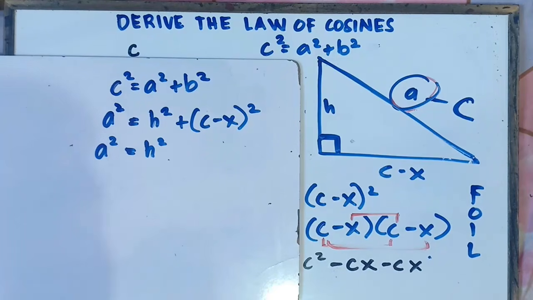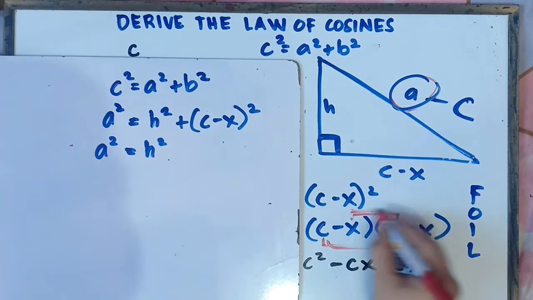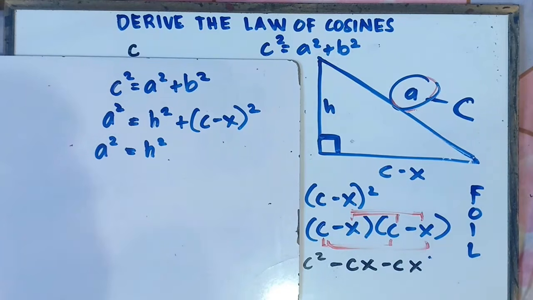So negative CX. Alright, and then last, negative x times negative x, that would be positive x squared. Okay, once again class, x times x, that would be x squared. Negative times negative is positive. Alright, we're done with FOIL.